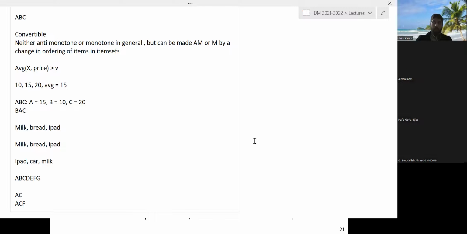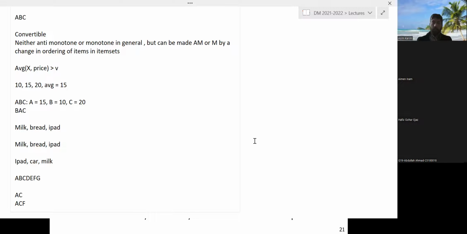So its average will always be greater than or equal to that of AC, right? Because F is for sure equal or more expensive than C, and of course C is equal or more expensive than A. So if AC's average is greater than V, then ACF's average for sure will be greater than V.